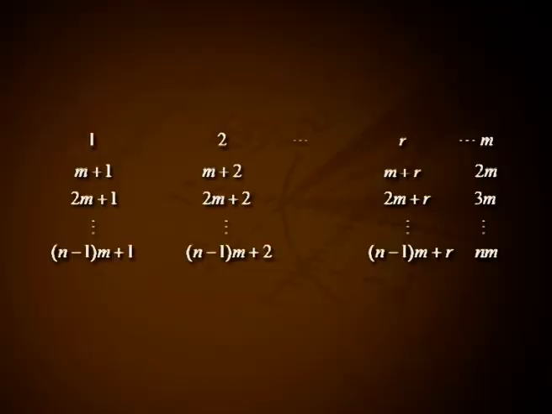Arrange the integers from 1 to mn in m columns of n integers each as follows. We know that phi(mn) is equal to the number of entries in this array that are relatively prime to mn. By virtue of the lemma, this is the same as the number of integers that are relatively prime to both m and n. The procedure of proof is this.